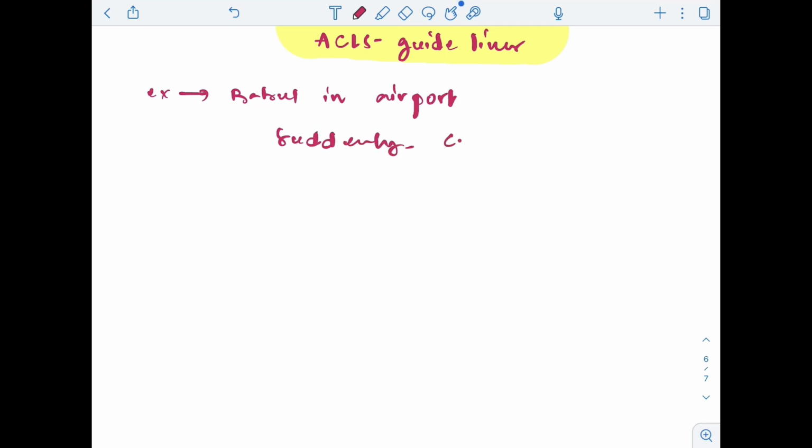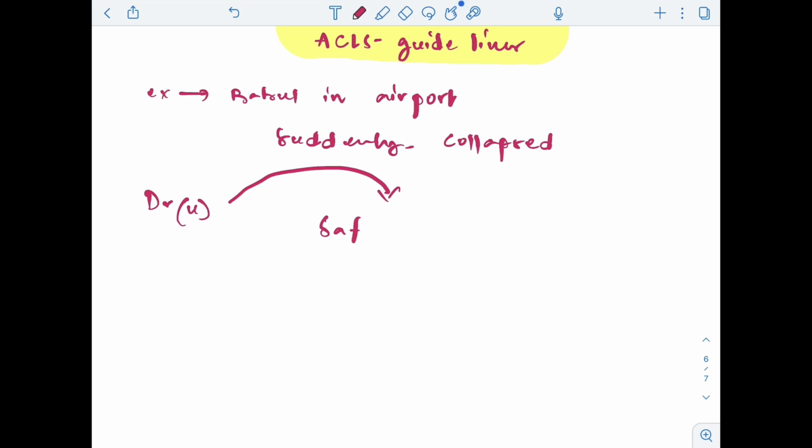For example, there's one individual called Rahul who is ready to board a flight within the airport, and you are the doctor in that airport. Before boarding, that patient has suddenly collapsed. So you should follow these ACLS guidelines in the form of a mnemonic. After seeing the patient collapse, you should follow this mnemonic.